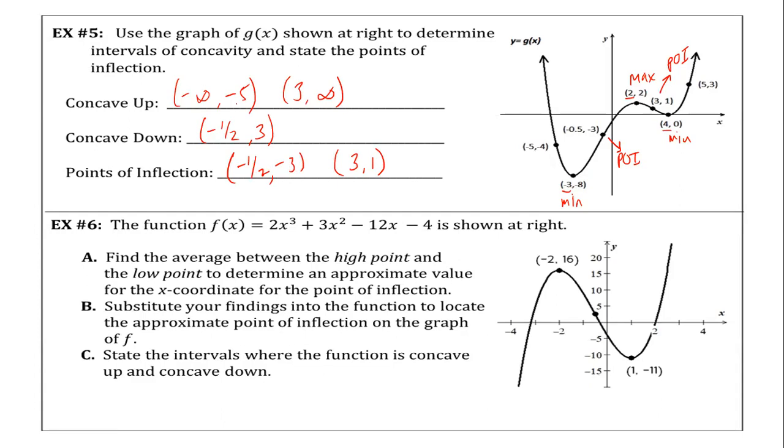So we did an example where the points were plotted for us. Now we're going to do an example where the points are not plotted, and we have to find them. Is that okay? All right, you'll be fine. You got this. Okay, so first we're going to identify our POI.